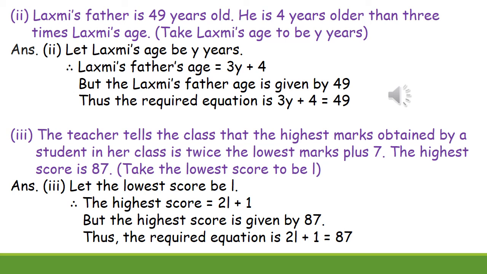Part 3. The teacher tells the class that the highest marks obtained by a student in her class is twice the lowest marks plus 7. The highest score is 87. So we are considering the lowest score to be L. The highest score will be twice L plus 7. According to the question, the highest score is 87. So we can write it as 2L plus 7 is equal to 87.